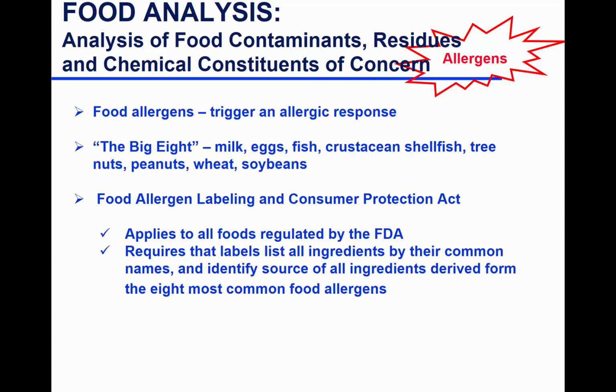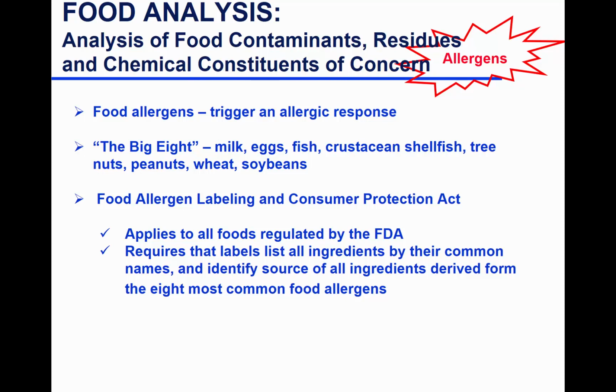Allergens is another category, so proteins from different sources, the big 8: milk, eggs, fish, shellfish, tree nut, peanuts, wheat, and soybeans are the big 8 allergens. By FDA, they are responsible for more than 90% of the allergy outbreaks or cases.